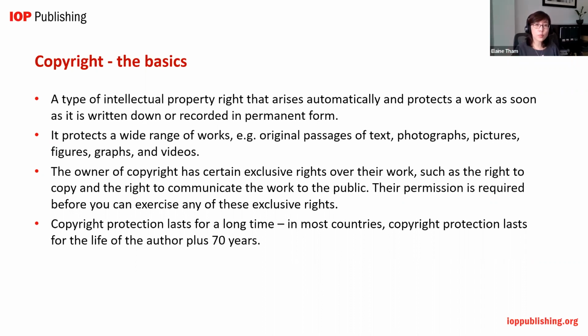The owner of the copyright has exclusive rights over their work, such as the right to copy and communicate the work to the public. Therefore, you will need their permission in order to use their work. Now, copyright generally lasts for 70 years after the death of the author of the work or the last remaining co-author's death. Therefore, just because the work is old does not mean that it is protected by copyright.